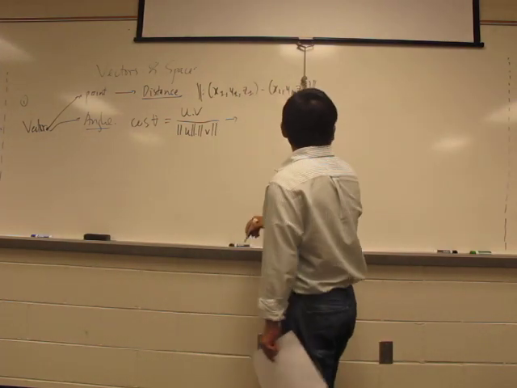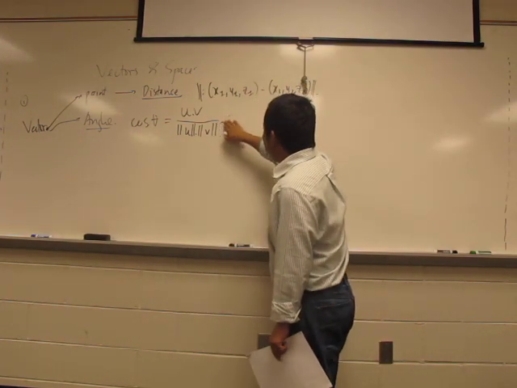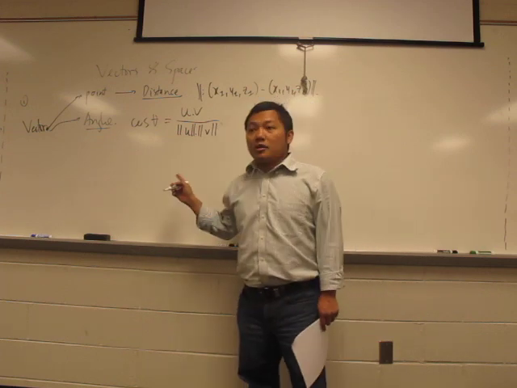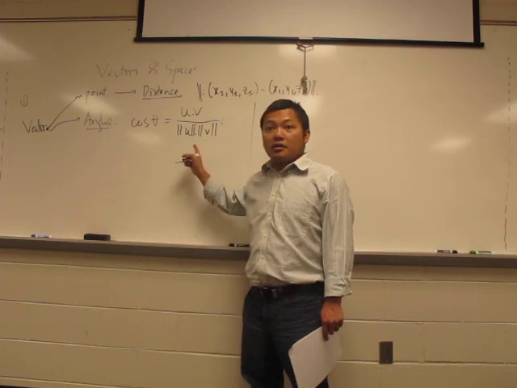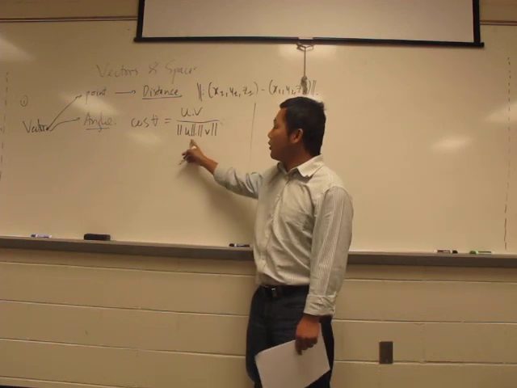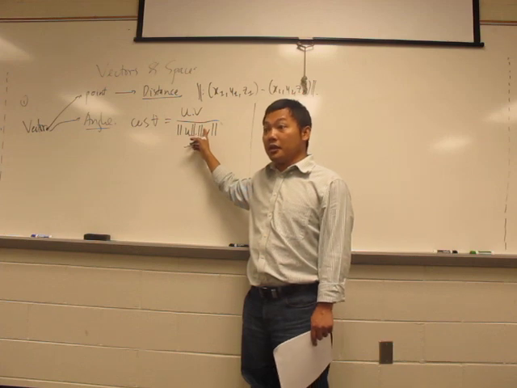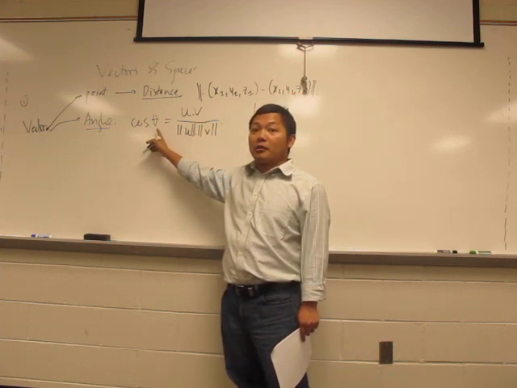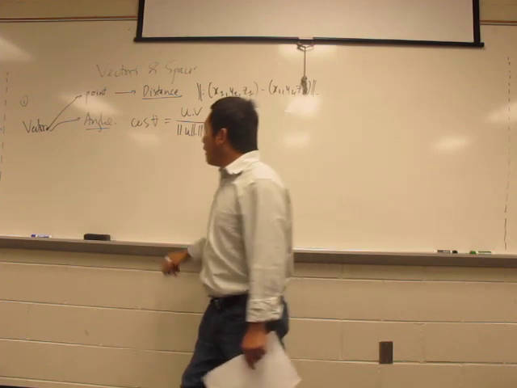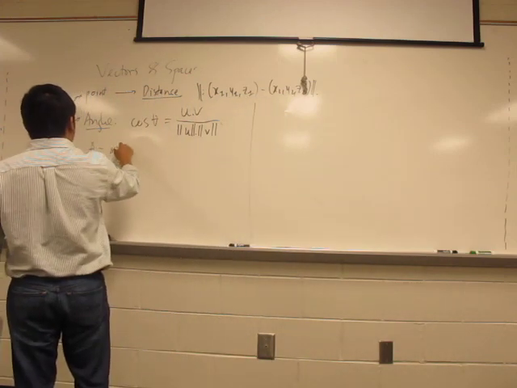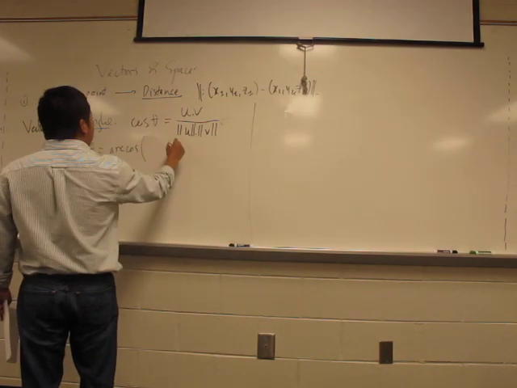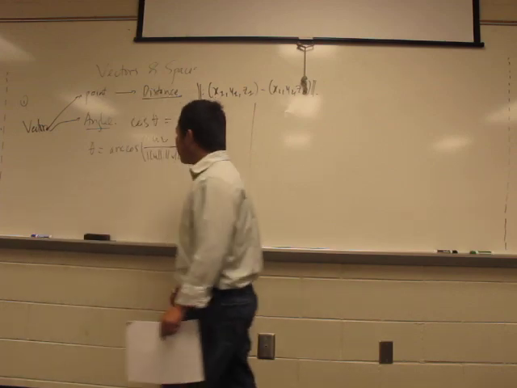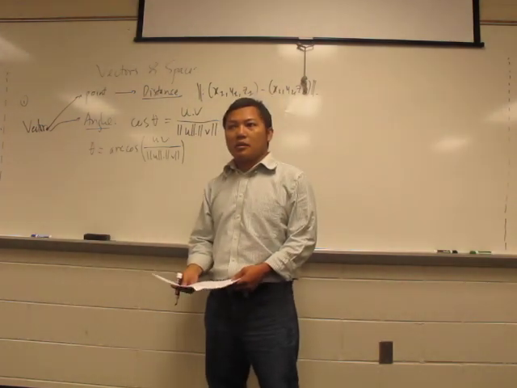In case you have one question like that on the final exam, you just use this formula to find the dot product and then the norms of u and v, and just plug everything in here. Then in order to find this angle, you just apply the arccosine. So theta is equal to arccosine of u dot v over the norms. So basically, you can apply that formula directly.